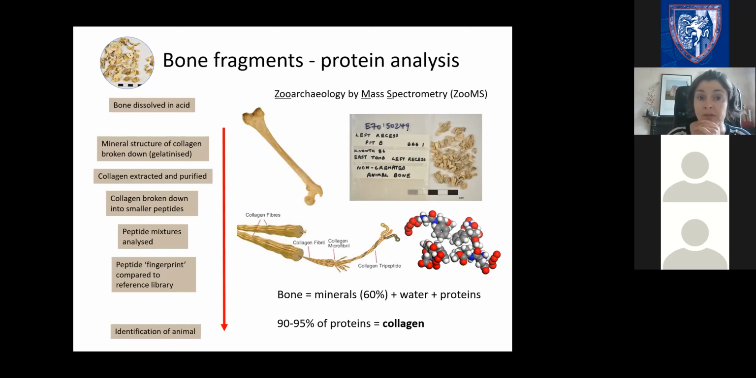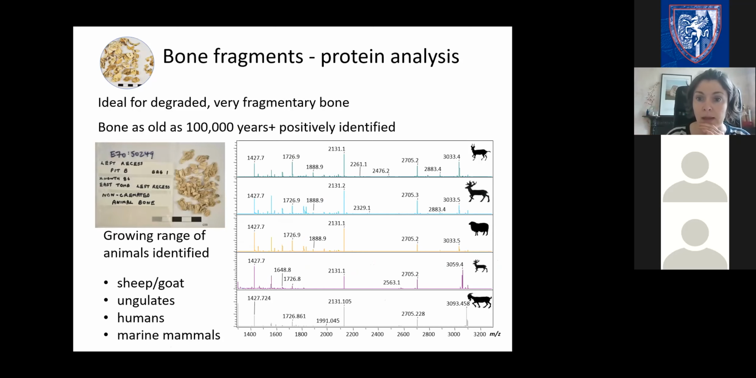So it's basically just a procedure of dissolving the bone in acid, separating out the collagen, in a way similar to those lipid mixtures I showed you earlier in the pottery sherds. You separate out the collagen into the peptides, and from the patterns in those peptides, you can fingerprint the species, so you can tell what animal you have. These are just some of those fingerprints. Those different peak intensities are giving you information on the species.